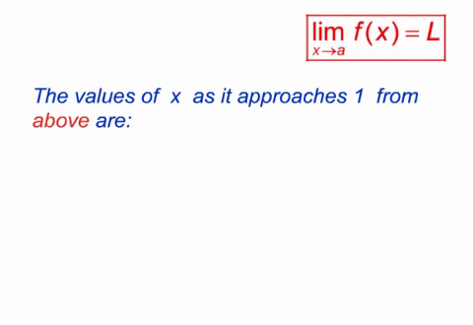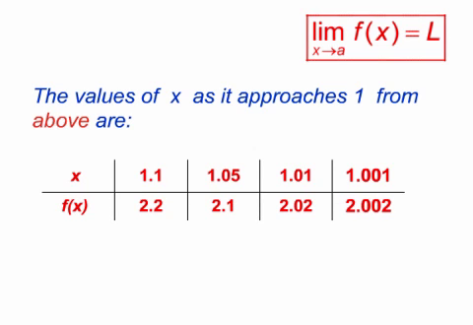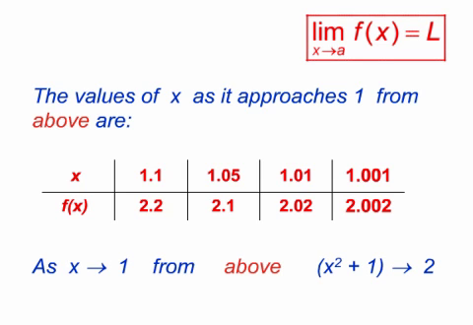Now let's investigate what happens to x as it approaches 1 from above. In other words, we're moving from the right of the graph to the value of x equals 1. Go back to the slide again to see the red arrows indicating this. When we plug in our values of x as they approach 1 from the right or above, the values of f(x) approach, as you can see, 2. So as x approaches 1 from above, x squared plus 1 approaches 2.